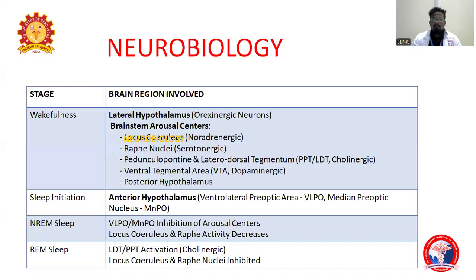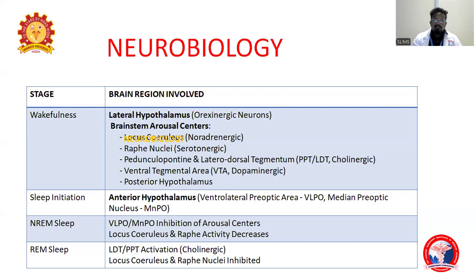So, the neurobiology of sleep has various stages: wakefulness, sleep initiation, NREM sleep, and REM sleep. In wakefulness, the brain regions involved are the lateral hypothalamus and brainstem arousal centers: locus coeruleus, raphe nucleus, pedunculopontine and laterodorsal tegmentum, ventral tegmental area, and posterior hypothalamus. In sleep initiation, the brain regions involved are the anterior hypothalamus, that is the ventrolateral preoptic area, also known as VLPO, and the median preoptic nucleus, that is MnPO.